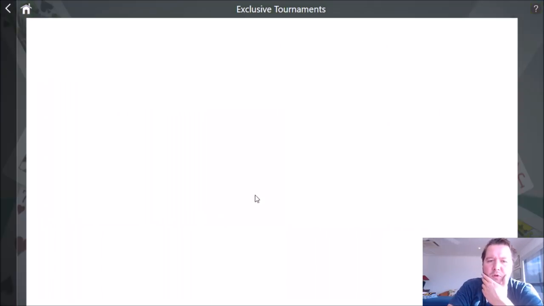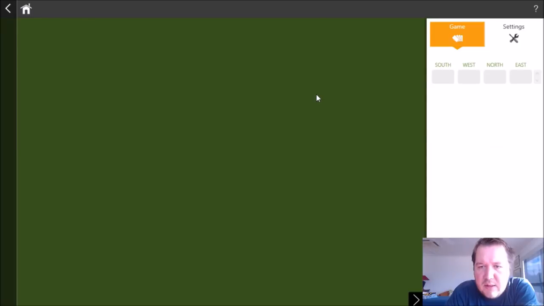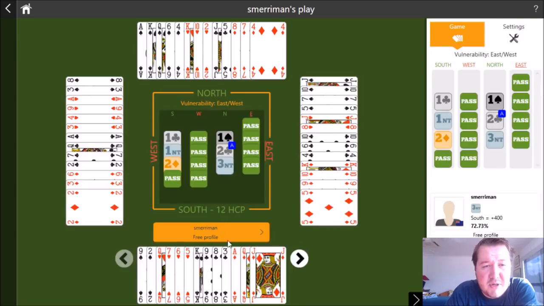Yeah. Could I have done better? I reckon people will be in 2 clubs, 3 spades. So lots of people in 3 no-trumps making, some down a couple. Let's just have a quick look at how most people made this, because the majority of people did.